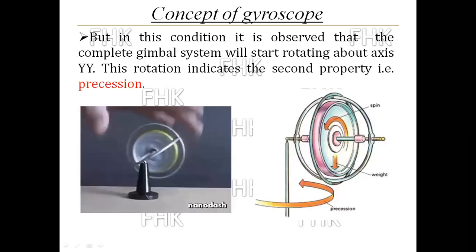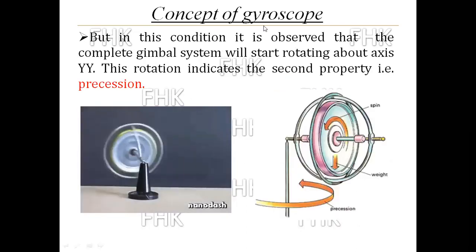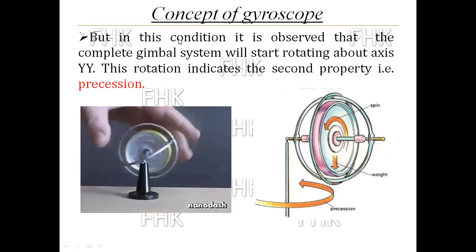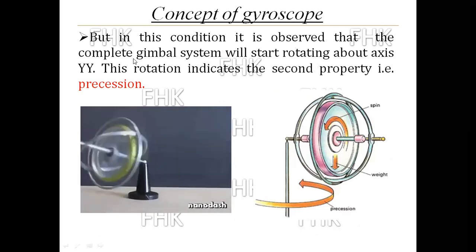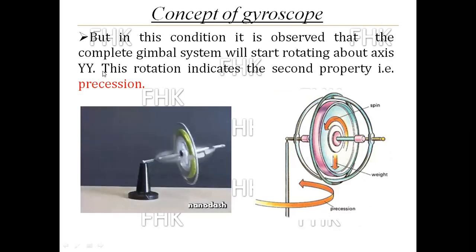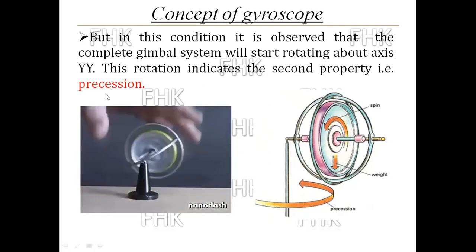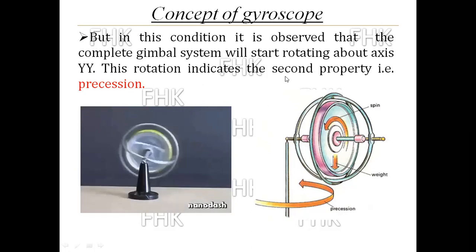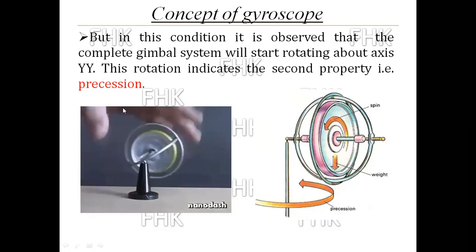At the same time, you can observe that the complete gimbal system will start rotating about axis yy. This rotation indicates the second property, that is precision. That second property is called precision.